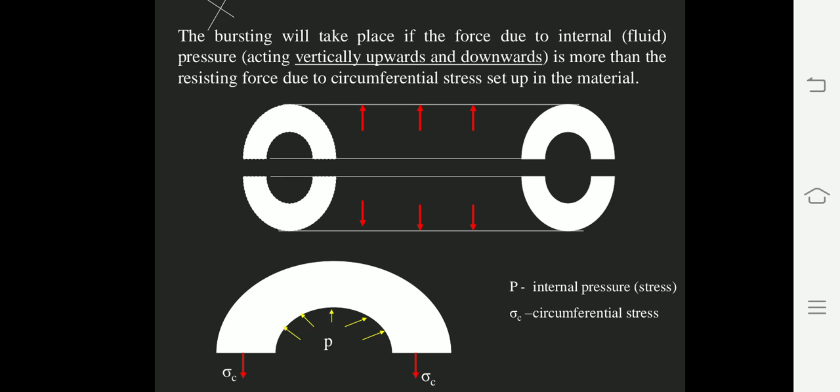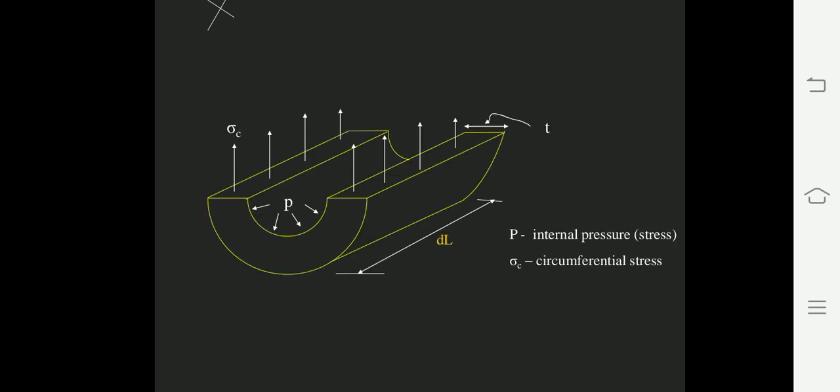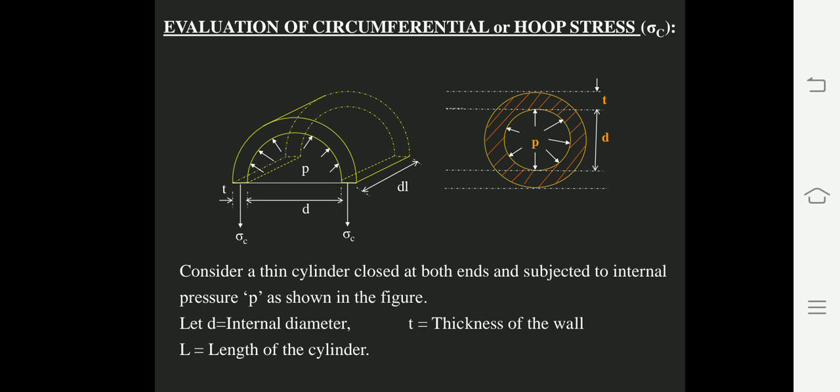Up to now, I am going to stop this session. In the next session we will discuss the evaluation of the circumferential or hoop stress, the evaluation of longitudinal stress, and the evaluation of radial pressure. All three derivations will be discussed. After all three derivations, we will go on to problems. Thank you.